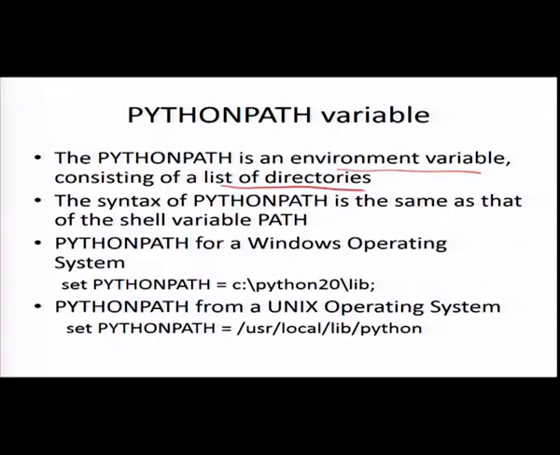If you are going to use the Unix operating system, you are supposed to set it as set PYTHONPATH equal to /usr. In Unix, the user name is written as usr, /local/lib/python. So, this is how you set it in a Unix operating system.